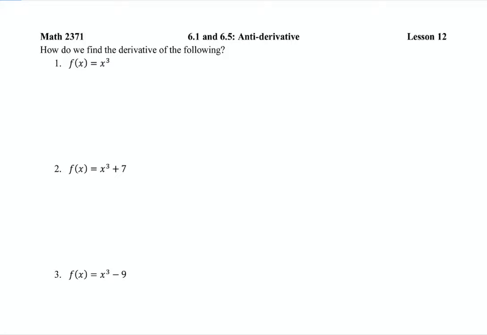Okay, here is Lesson 12, Antiderivatives. So the first thing I want to do is I want us to take the derivative of these three functions and see what they have in common.